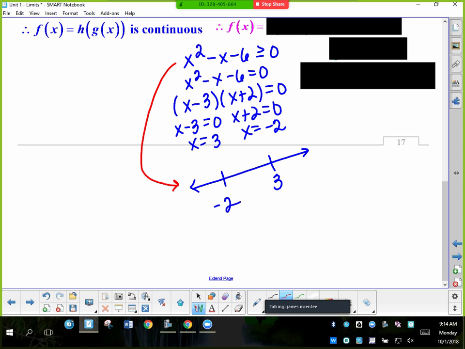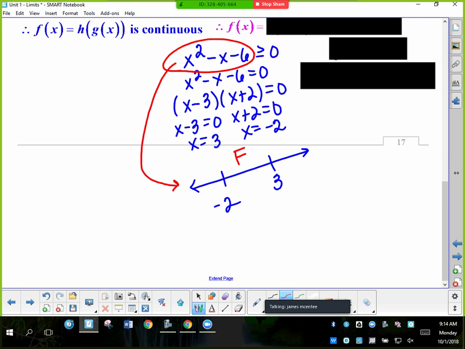I'm connecting this down to here. What's a test value in that center region that you might be able to even handle, dare I say, without a calc? 0. So when you plug a 0 in, you get 0 squared minus 0 minus 6. Is that greater than or equal? What would this be if I plugged in a 0? Is negative 6 greater than or equal to 0? No. So does the inside region work there? No. So I'm going to put an F there for false.